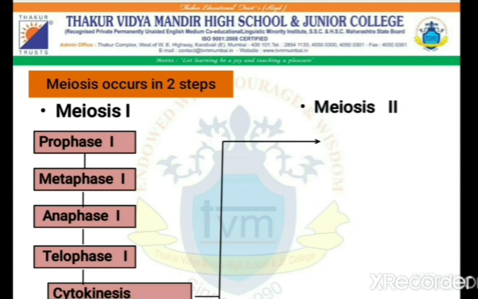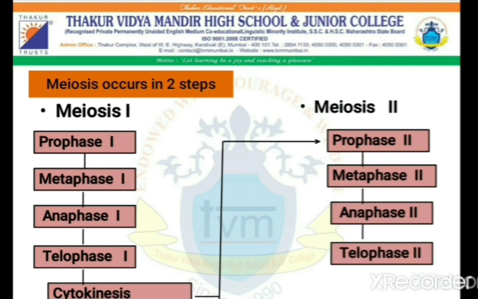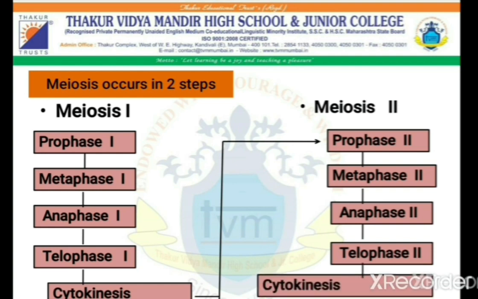And this meiosis 2 is further carried out in 5 stages. That is prophase 2, metaphase 2, anaphase 2, telophase 2, cytokinesis. This is the last stage, cytokinesis, where your meiosis 2 gets completed.